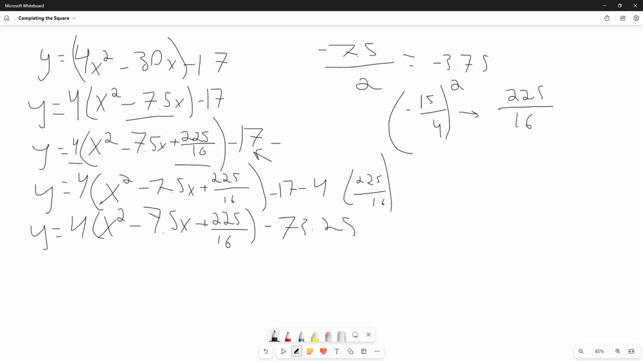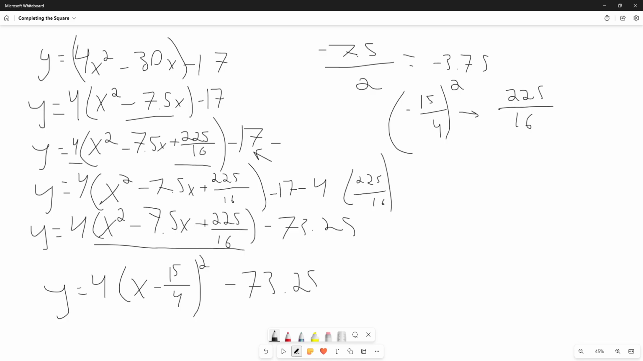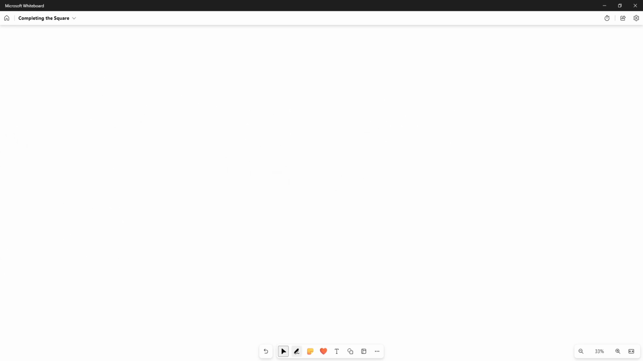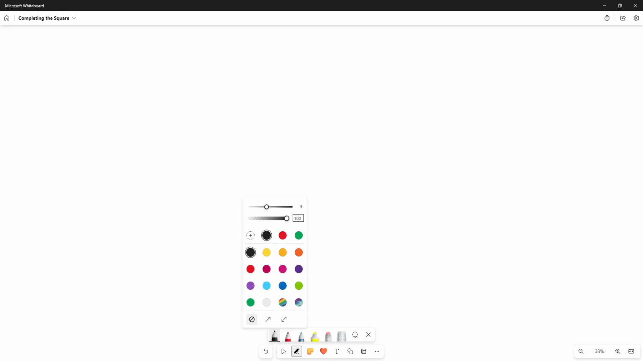And from here, we'll factor this last part using our trick. Y equals 4x. Now we have to use the half of 7.5, which we got was 15 over 4, squared, minus 73.25. Now I'll do another question and then I'll show you that trick that speeds up the process, or you can just jump to the final answer.